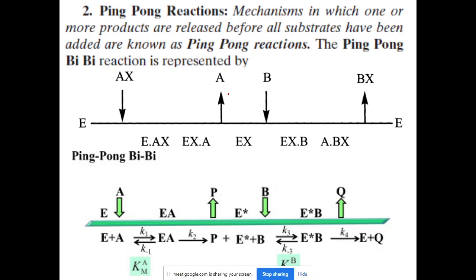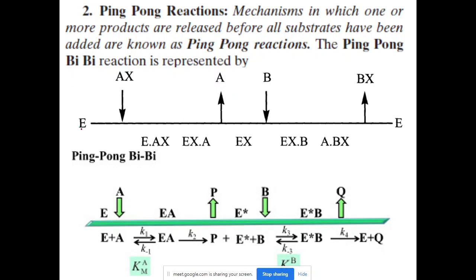So this is the ping pong reaction. The mechanism in which one or more products are released before all the substrates have been added is known as the ping pong reaction. So the major difference between the sequential reaction and the ping pong is that in sequential, both substrates have to be bound to the enzyme before the first product is released. In the ping pong, the first product is released before all the substrates have bound to the enzyme. So this is called the ping pong reaction.